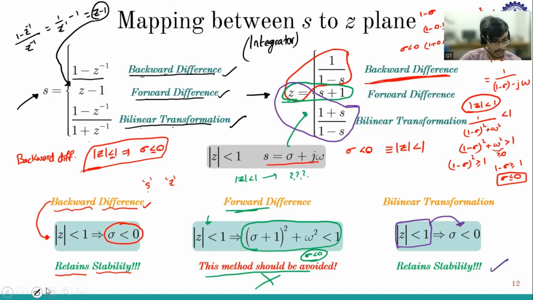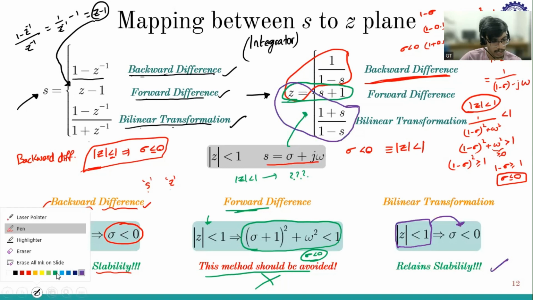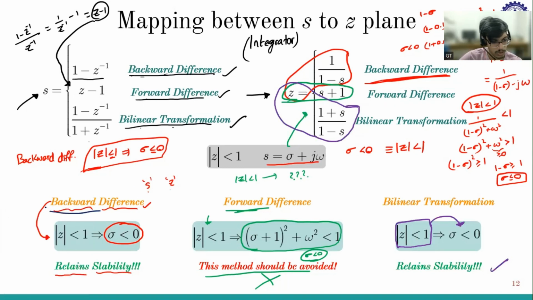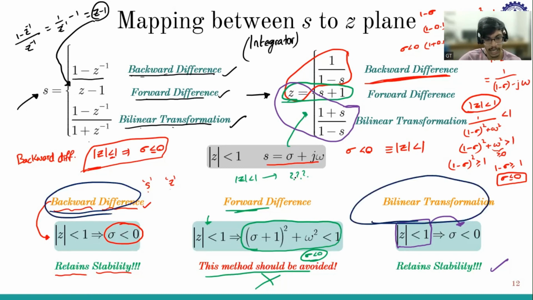So the final takeaway from this slide is, backward difference I can use, bilinear transformation I can use, forward difference I cannot use. So if we are transferring from S to Z domain, you can use this, you can use this, because it retains stability.